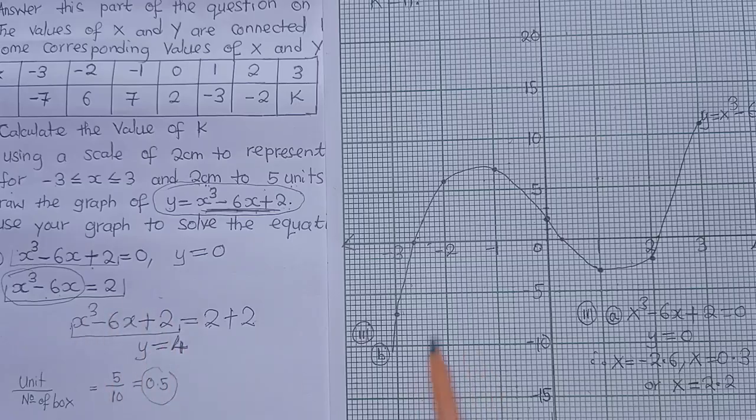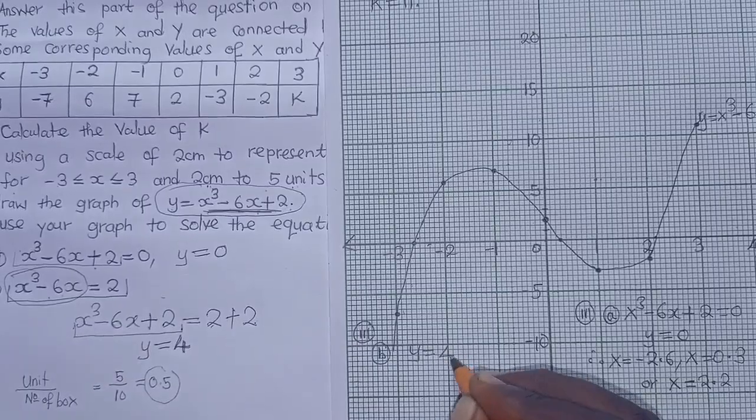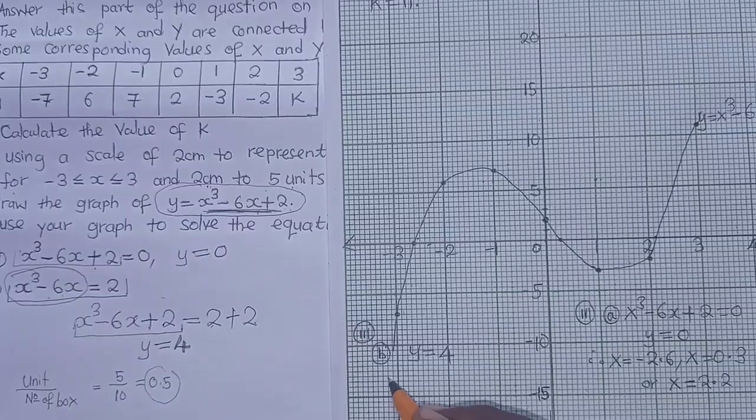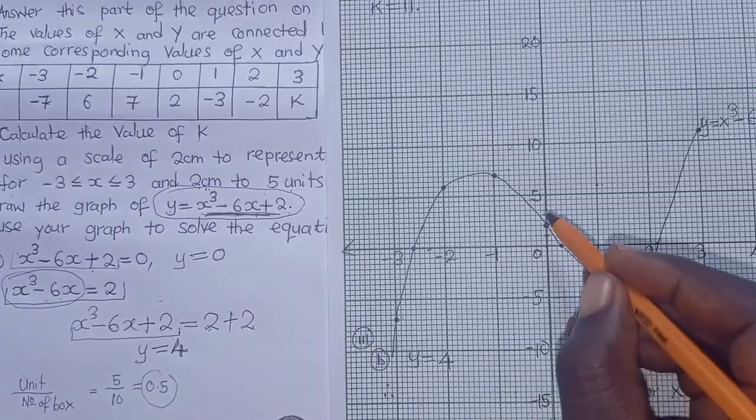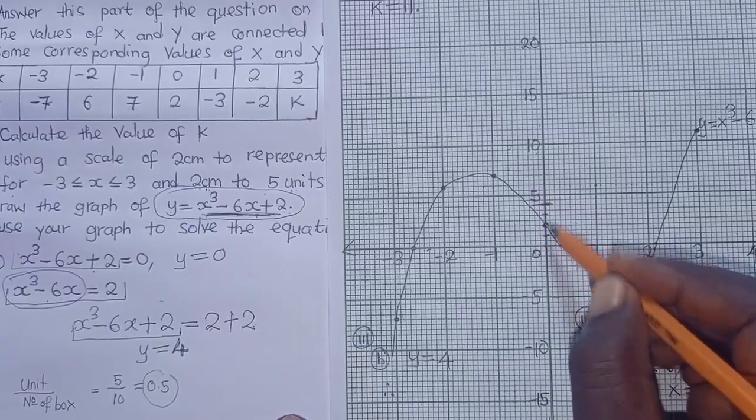This part I'm doing, you can even show it there. There's no problem. Y is equal to 4. So you need to show everything on the graph. Therefore y is equal to 4. Where is y equal to 4? Y is equal to 4 is this. This is 4. Y is 4 there.